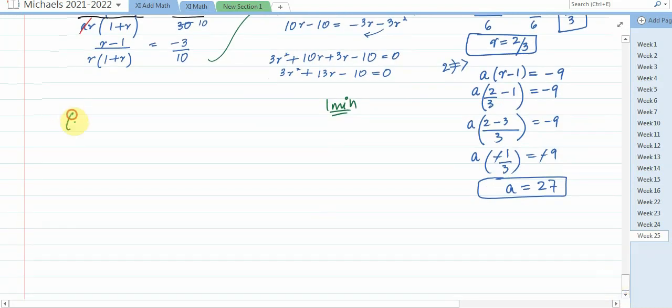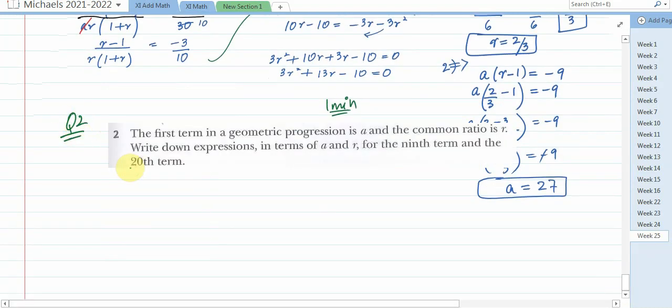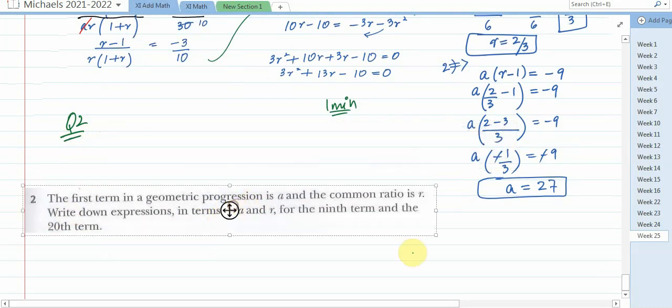As your homework, you need to attempt question number 2 of the same exercise, and this is your question here. The first term in a GP is a and the common ratio is r. Write down an expression in terms of a and r for the 19th term and the 20th term. So you need to write your answer in terms of a and r. A very easy question it is. I hope that all of you can do it easily.